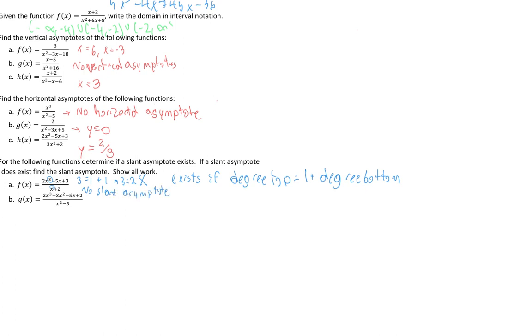Okay, now let's look at the next one. Degree of the top is 3, 1 plus degree of our bottom is 2, 3 equals 3. So we will have a slant asymptote. Now to find it, we'll do long division, and we'll just ignore our remainder.